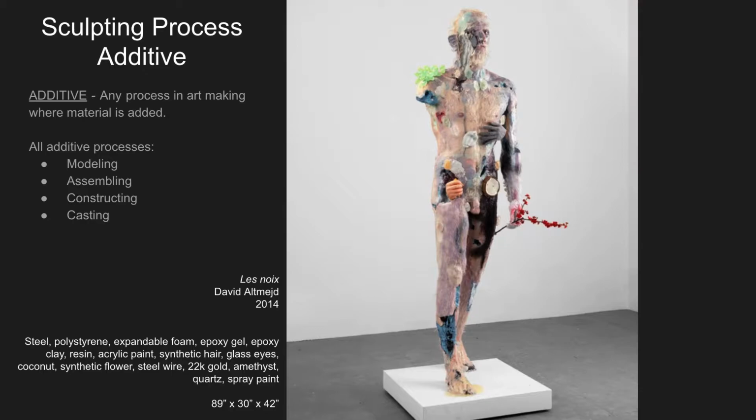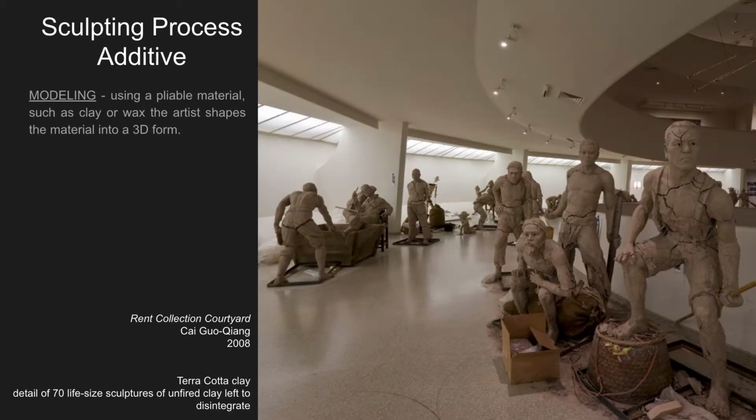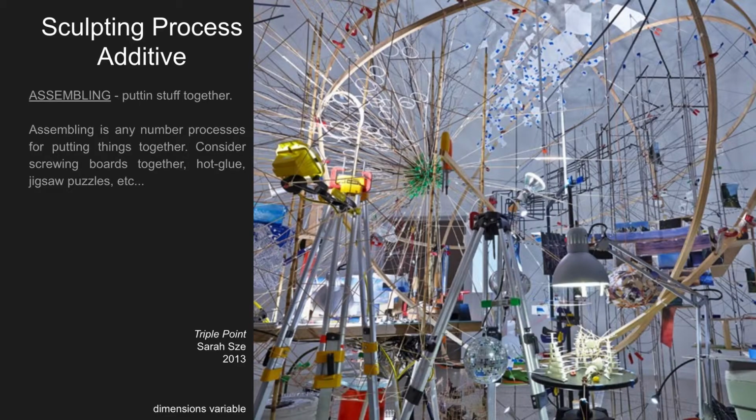I spoke about the additive process where you are taking materials and assembling or putting them together, assembling, constructing, or casting. Here's an example of sculpting or modeling, which is an additive process where you are taking clay and you are adding to it, really sculpting in that way, or modeling. Assembling, where you are taking different objects from around the world and putting them together into a single form.